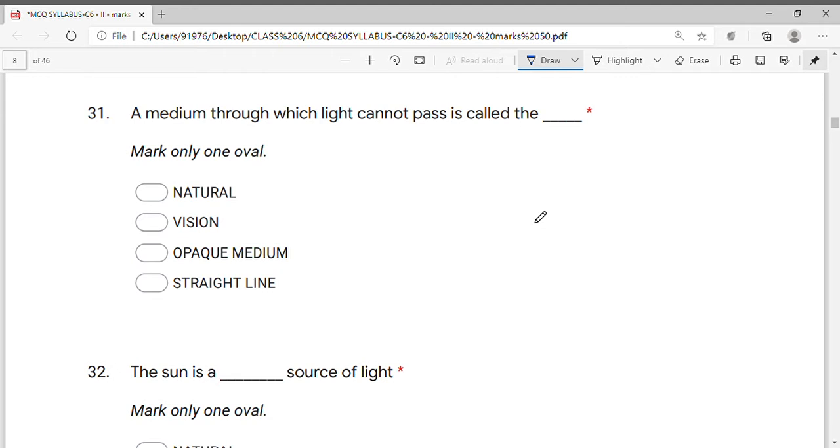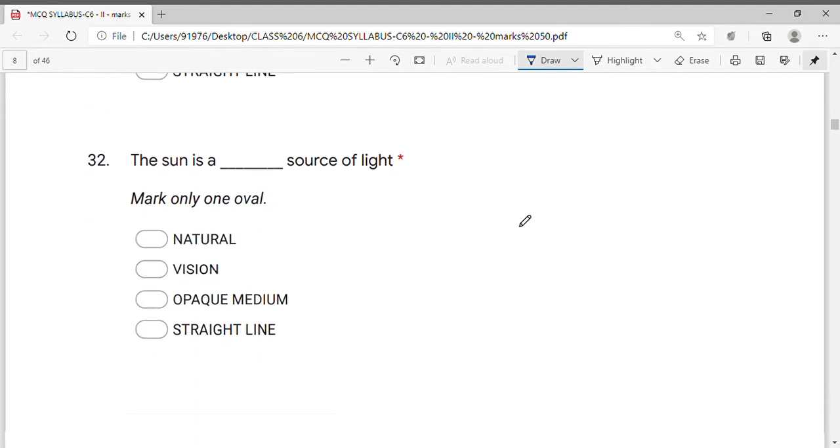A medium through which light cannot pass is called an opaque medium. So from an opaque medium, light doesn't pass. From a transparent medium, the light passes.